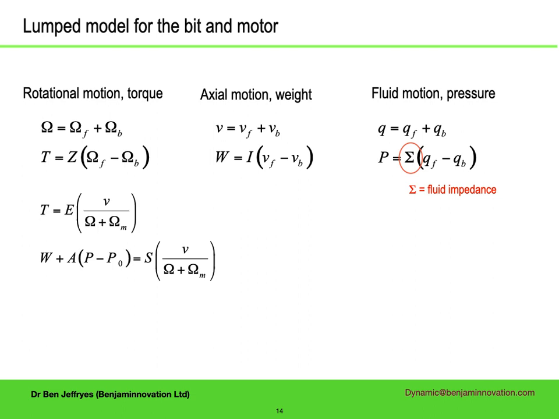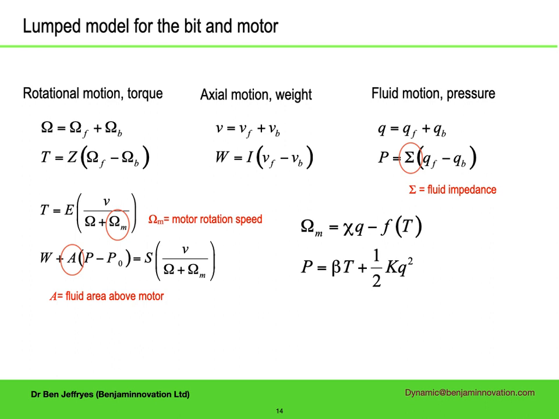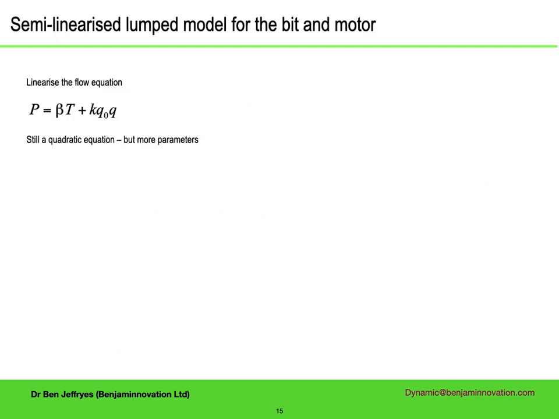Now, the bit equation. The torque equation includes both the drill string rotation speed and the motor rotation speed. And the weight equation has to include the extra pressure above the motor, 2 extra components. Finally, the motor rotation speed is related to the flow rate. I'm going to ignore the reduction in speed with torque, and the pressure is the sum of a motor term and the bit pressure drop. So another 2 constants appear here. So it's all quite complicated. I'm going to linearize it slightly, just the flow equation, so the pressure is linear in flow.